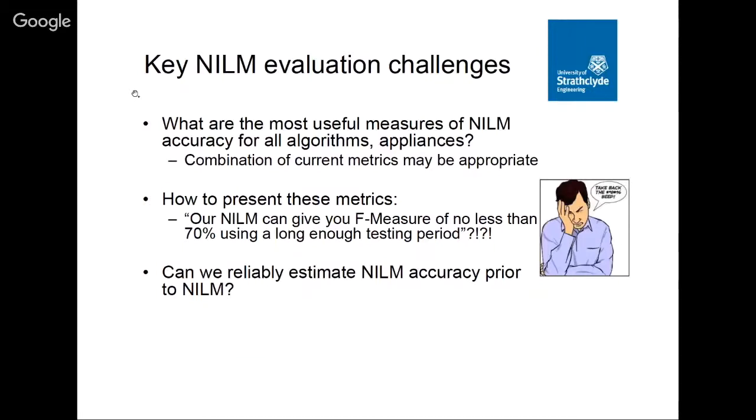If I go and tell a client, for example, our NILM can give you an F1 measure accuracy of no less than 70% if we use a 2-month testing period, well, I don't know that that makes sense to them. I want my client to understand that yes, I can reliably disaggregate that, and I've got the statistics, but I'm not going to explain it in this way. I'm going to give you a nice visual form, something that makes sense.